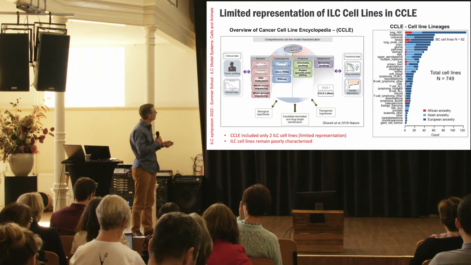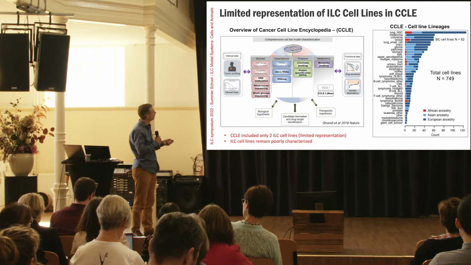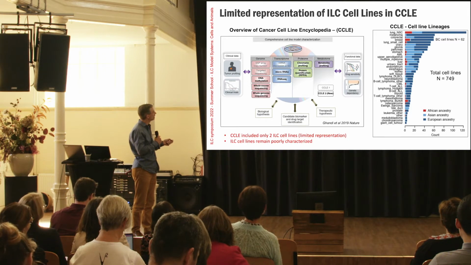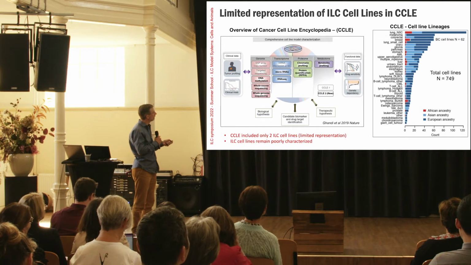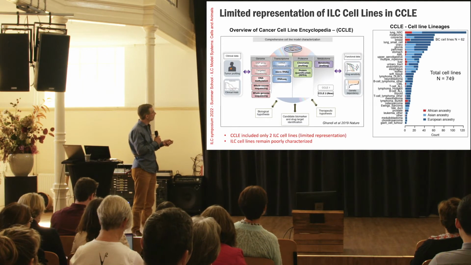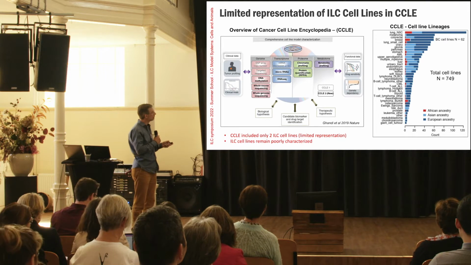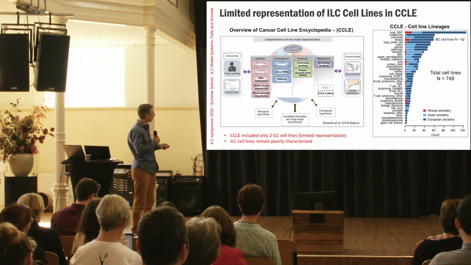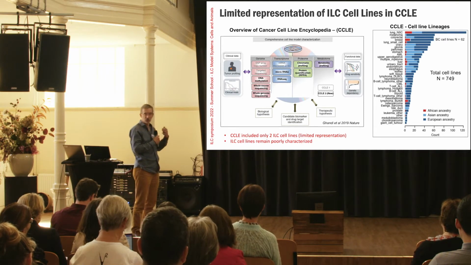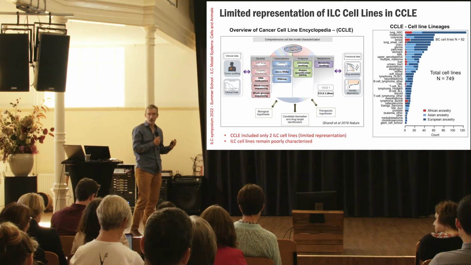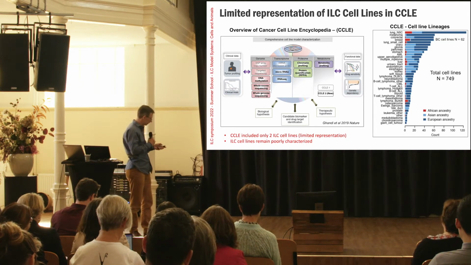When you look at that, this is the Cancer Cell Line Encyclopedia lineages. This is by cancer type. You see breast is here, and there are 62 breast cancer cell lines. Obviously, lots of lung cancer cell lines, lots of skin cancer, and breast is number 4. But of those 62 breast cancer cell lines, only 2 of them are ILC. So you have this huge encyclopedia, and again, ILC is basically underrepresented.